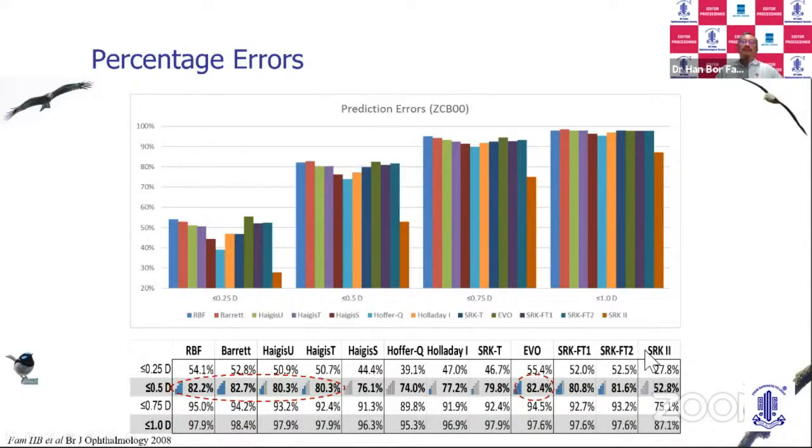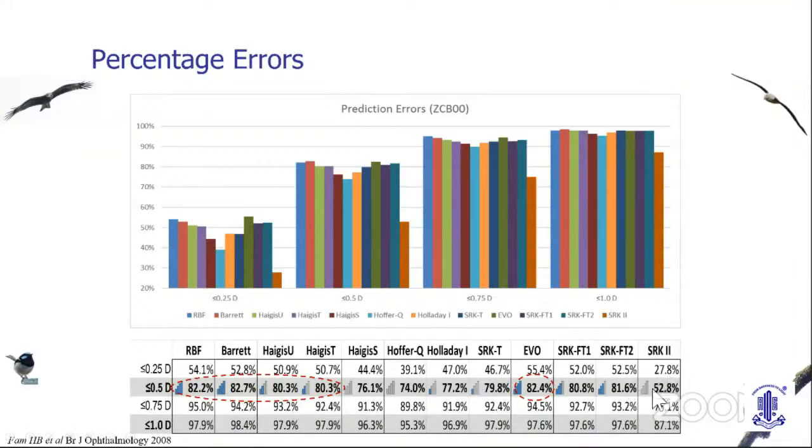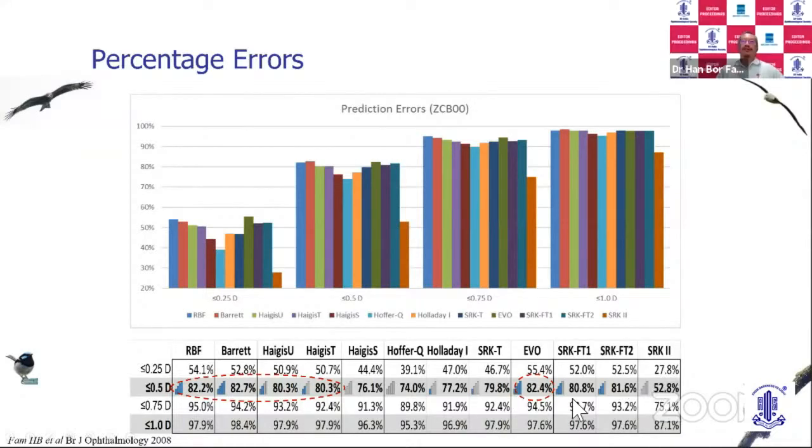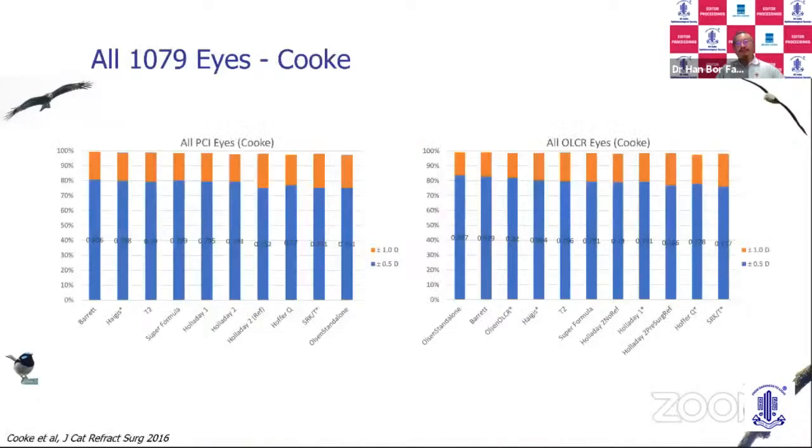The FT1 and FT2 are my own, adjusted, published in BJO 2008. These are now superseded by most of the newer formulas, but they're doing not too bad here. But what is clear is that it is time to totally discard SRK2 because it is absolutely hopeless, and don't ever use SRK2 anymore, at least that's the message from here.